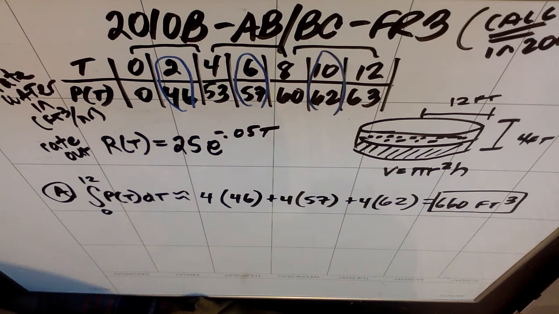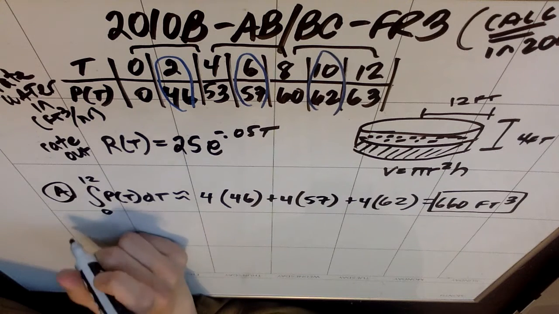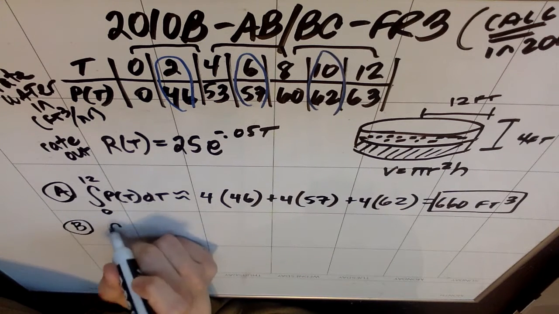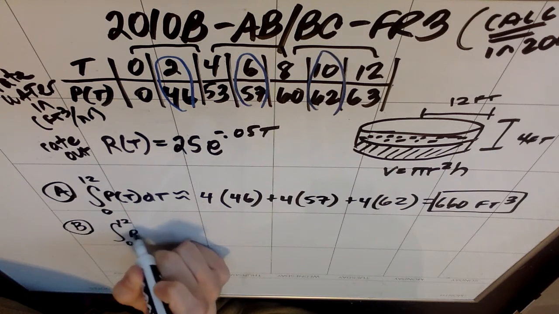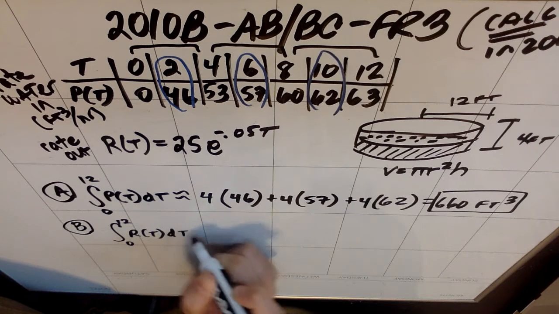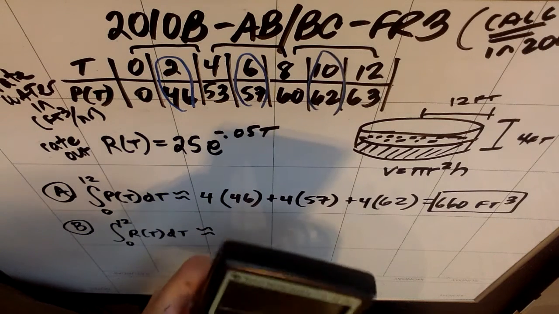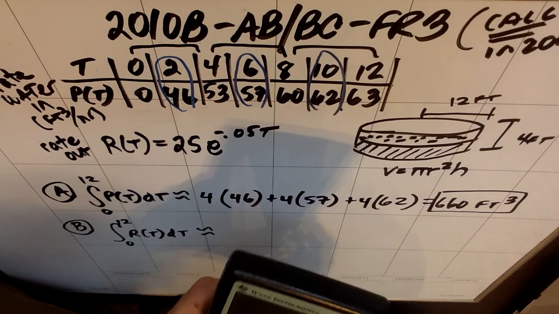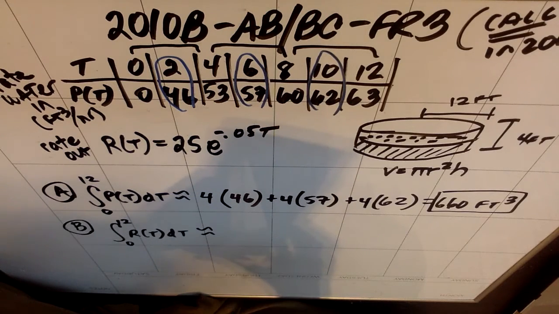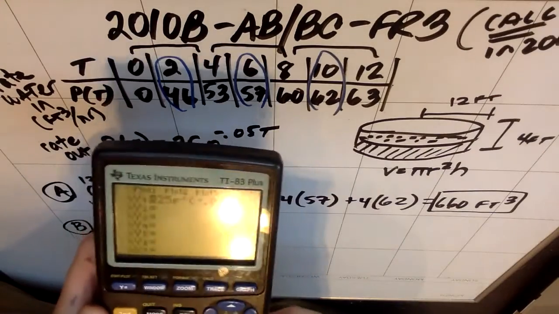Part B. Calculate the total amount of water that leaked out of the pool during those 12 hours. Well, part B is going to be the integral from 0 to 12 of r of t dt, which is something you're going to make your calculator do, right? So you're going to put r of t in as your calculator y1 in all likelihood, right? So that's a 25 e to the negative 0.05 t, but you're going to use x because you're in function mode.